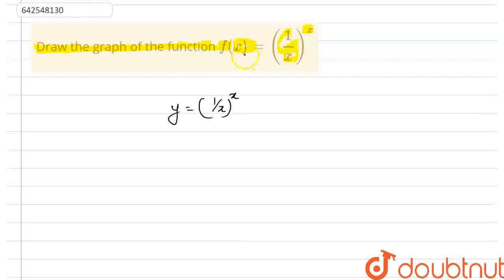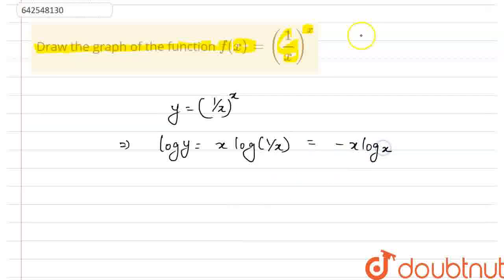And to find out the extreme point, we'll have to differentiate it. So to differentiate it, let us first take log on both sides. So we will have log y equals x log 1 by x, since we know that log x to the power a is equal to a log x. Also, this will be equal to minus x log x, since log 1 by x can be written as log x to the power minus 1, which will be equal to minus log x. So we got the value of log y as minus x log x.